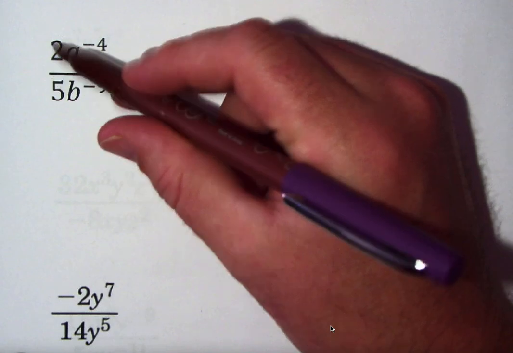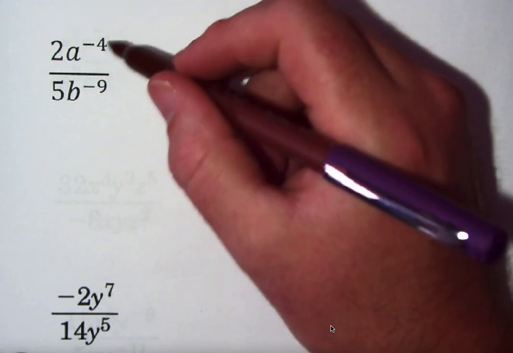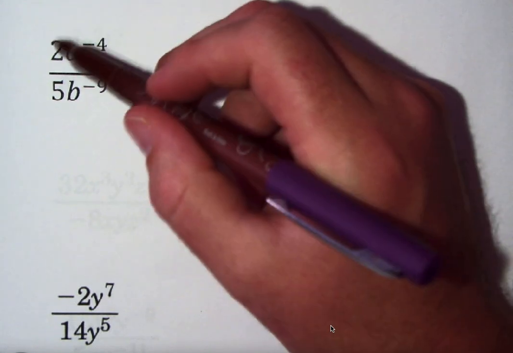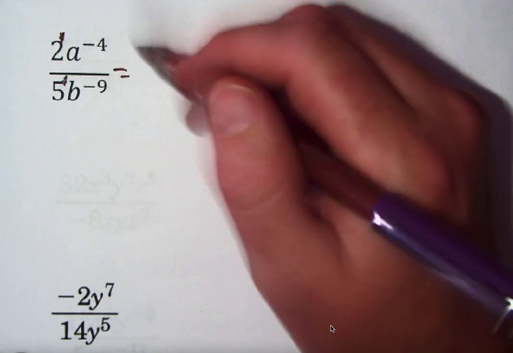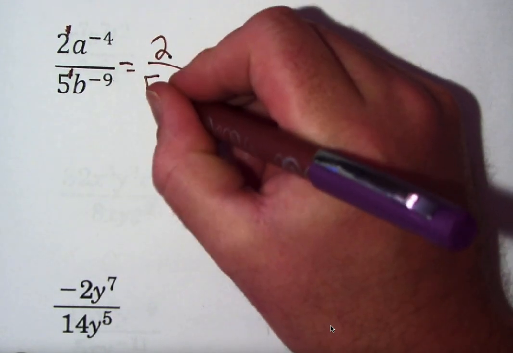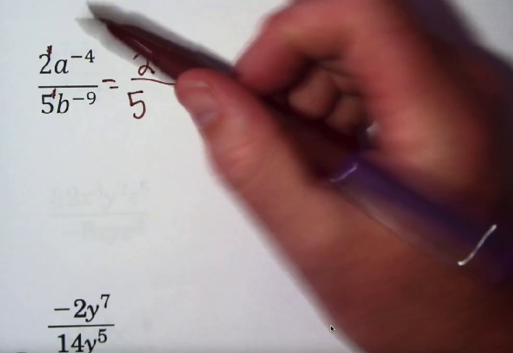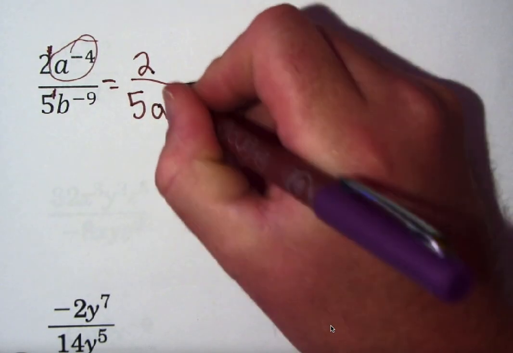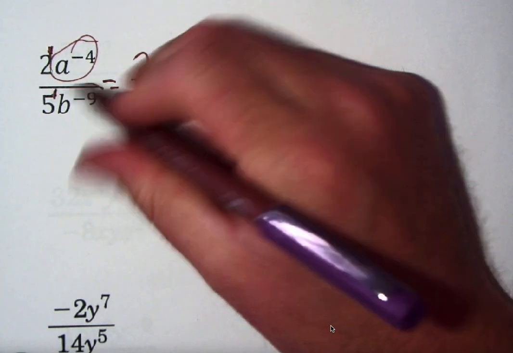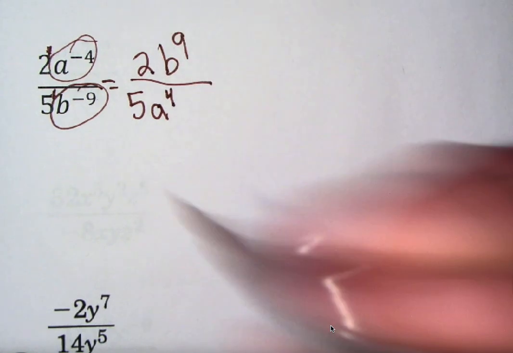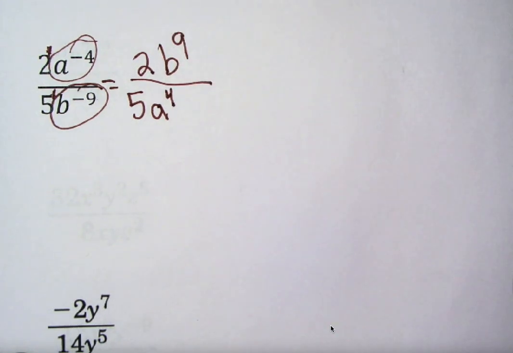Here, sometimes you're going to have numbers in front. 2a to the negative fourth divided by 5b to the negative ninth. Just to remind you, 2 has a positive exponent 1. 5 has a positive exponent of 1. So 2 is going to stay in the top. 5 is going to stay in the denominator. A to the negative 4, though, that can't stay up there. It's got to drop down to its positive form in the denominator. And b to the negative ninth, which is in the denominator, needs to shift up as b to the ninth in the numerator, like so. Now we are fully simplified. Okay.